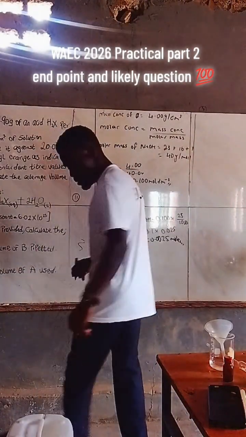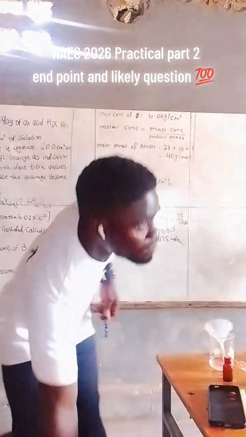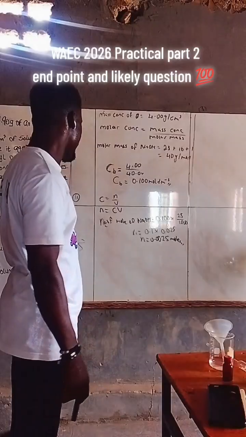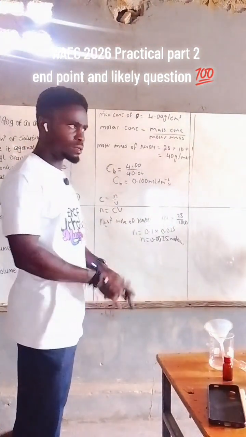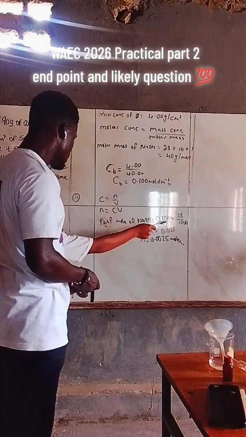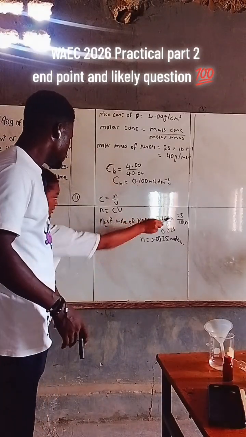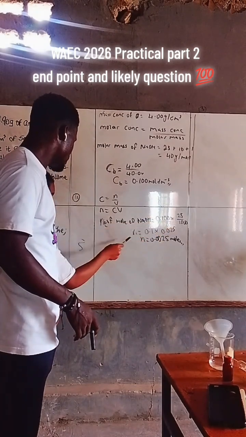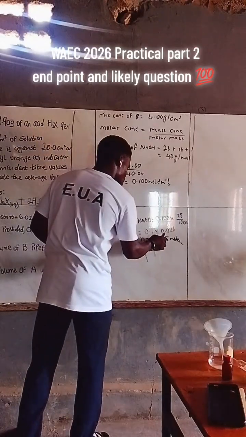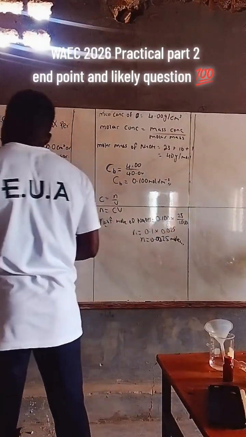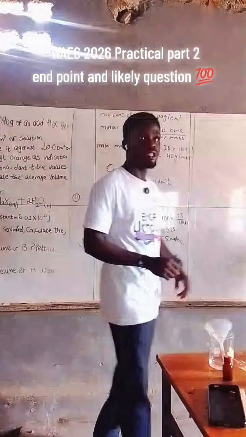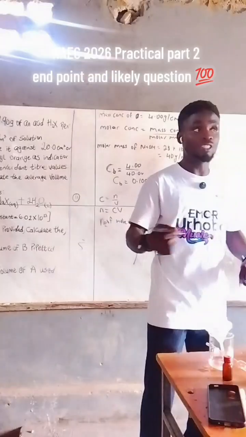The question says C, here is what you are looking for. N is C times V, so this times this. So good. Now the next question asks for the concentration of A in moles per dm cube, right?